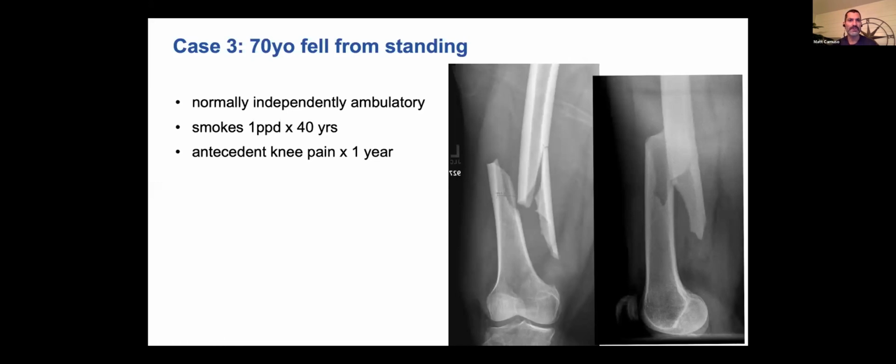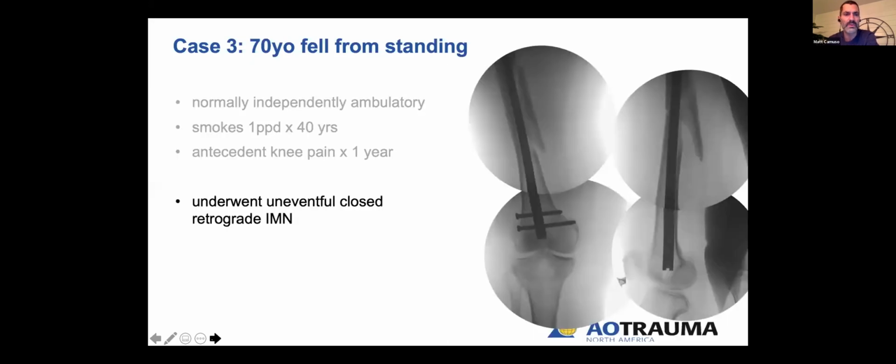All right, here's another old person from Maine. She's 70. She fell from standing. I think she was walking around her pool. She normally walks around pretty well. She's a smoker, and she's had some knee pain prior to this. It's unclear whether this may also be an atypical femur fracture, but we managed this with a straightforward closed reduction and retrograde nail placement. You might look at this and say, man, you did pretty good. And that's how I looked at it, because I did it. I thought that was pretty awesome.